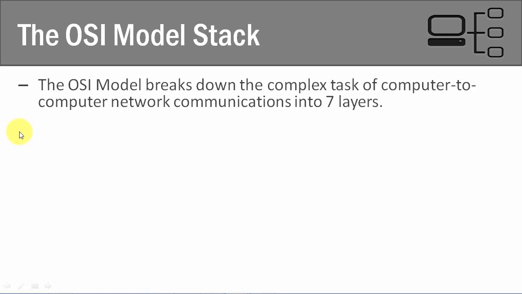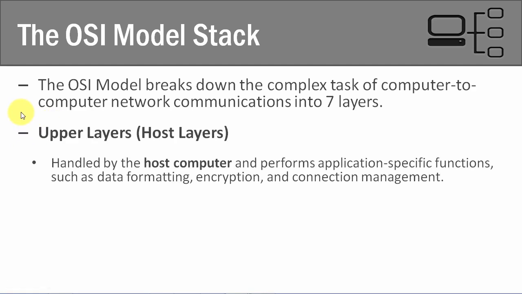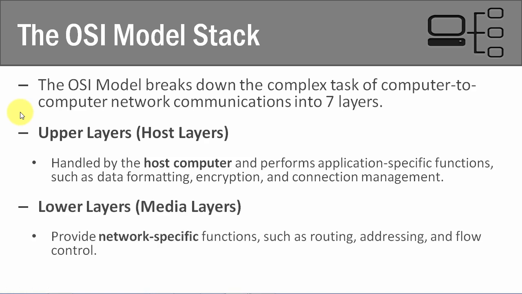So what it does is it breaks down the communication process across a network, where you're communicating from one computer to some other device on the network, into 7 different distinct layers. And what it's composed of are upper layers and lower layers. The upper layers are what we call the host layers. And the bottom layers, on the flip side, are what we consider the media layers.